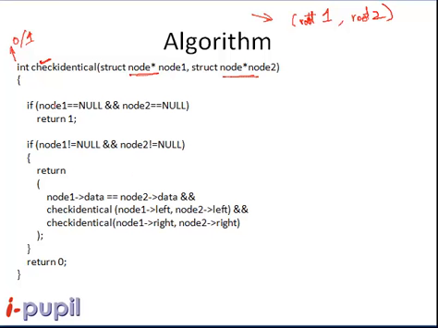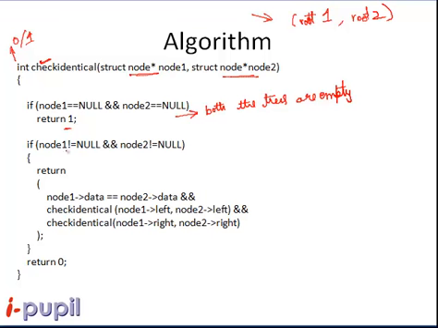Okay, so if node 1 is equal to null and node 2 is equal to null, I return 1. This identifies the case when both the trees are empty. So if both the trees are empty, both the trees would be identical and I return a 1.